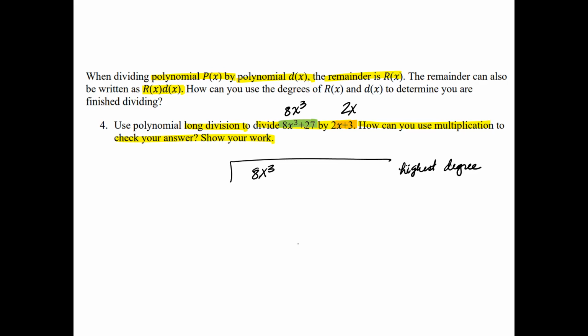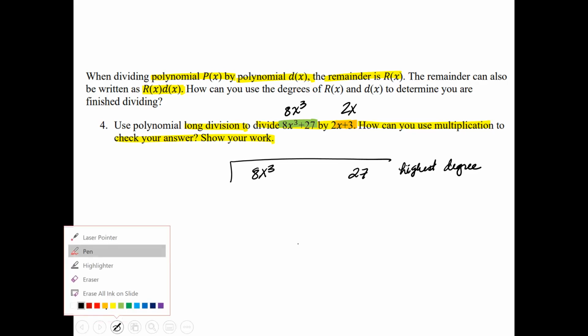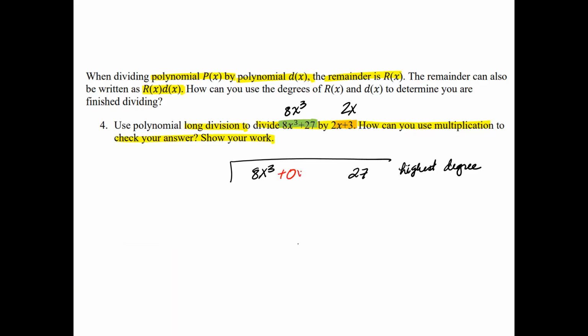But then also, do you notice how there's a bunch of stuff missing? Like there's a 27, but where is the x squared and where is the x? So because you have those missing, you can't just write it out as is. You have to write down zeros for them like that. Okay, so be very careful with questions like this on your quizzes and tests.